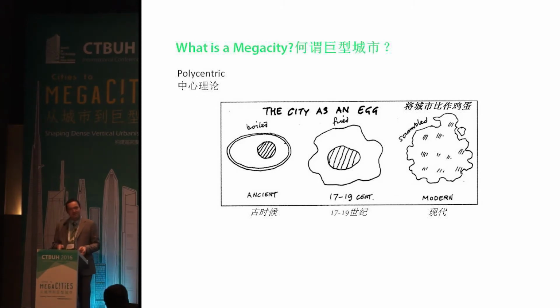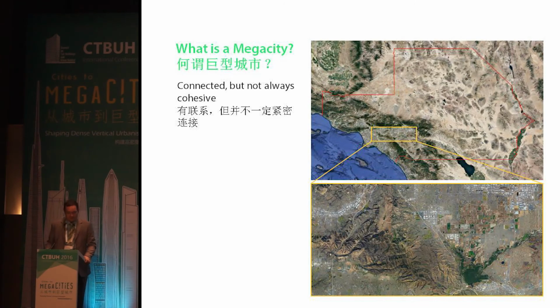Basically, you have an interdependent city that supports a mix of uses. It does, however, make that city somewhat confusing. For example, a megacity is connected but not always cohesive. This is an aerial shot of the Los Angeles megacity. That red line is the edge of the political boundaries that include Los Angeles megacity.